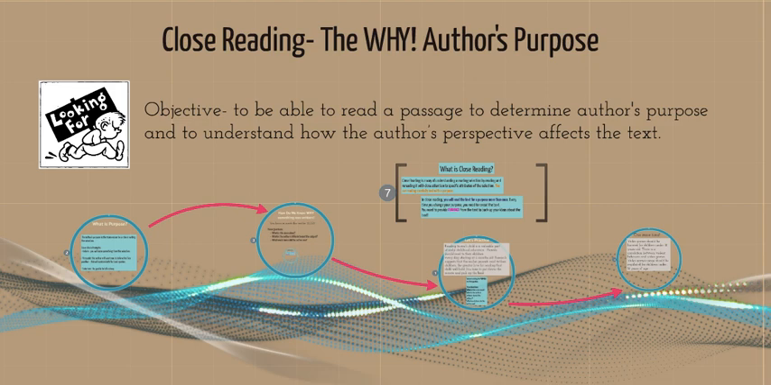Asynchronous session, the Unit 3 session. We are talking about the why today, author's purpose. And we are going to be focusing on being able to read a passage to determine author's purpose and to understand how the author's perspective affects the text. We are going to focus on the definition of purpose, how we identify different strategies to identify author's purpose and perspective, and then we are going to give it a try before we move on to our quiz.